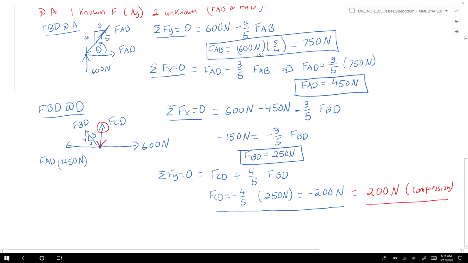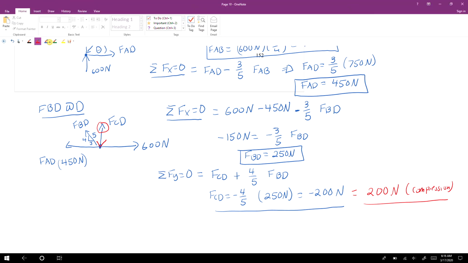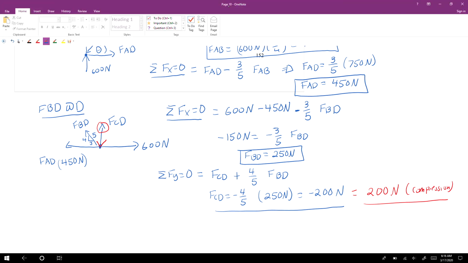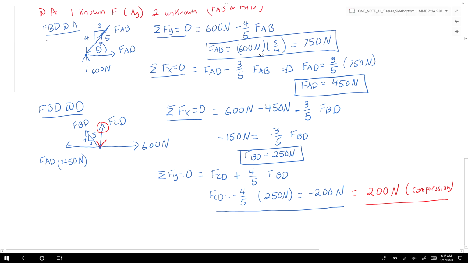All right, so now we have FAB, FAD, FBD, and FCD. The only force that we don't have yet is FBC. So in order to solve FBC, we could go to joint C.